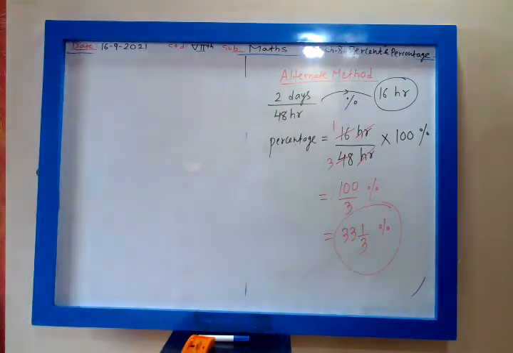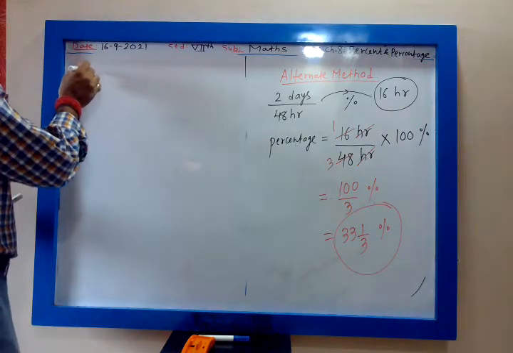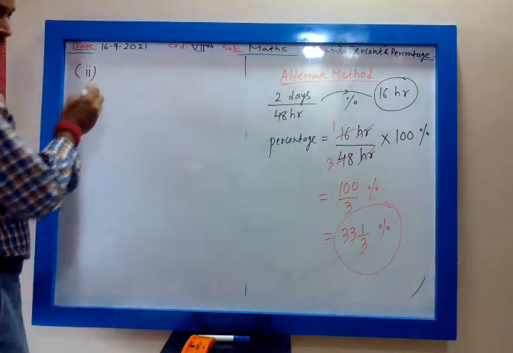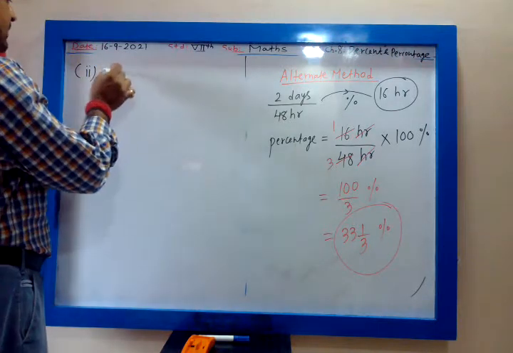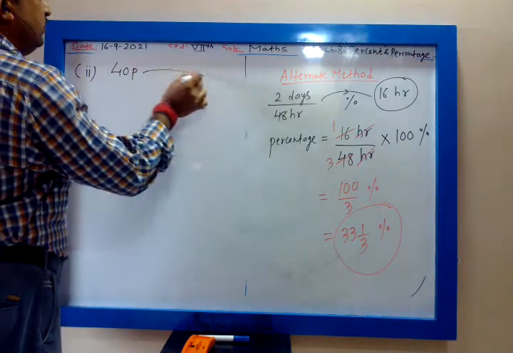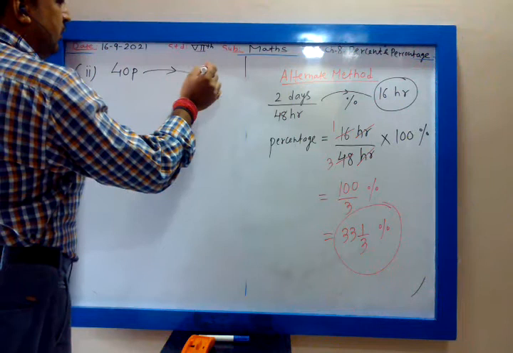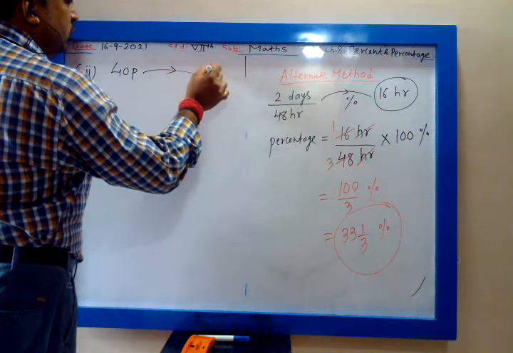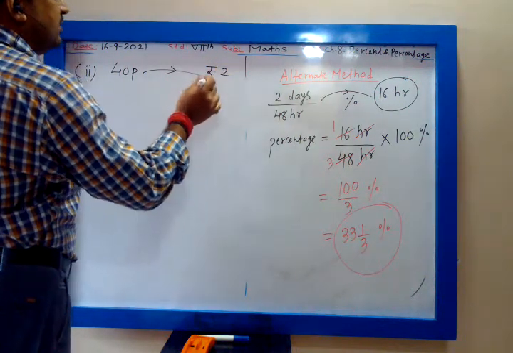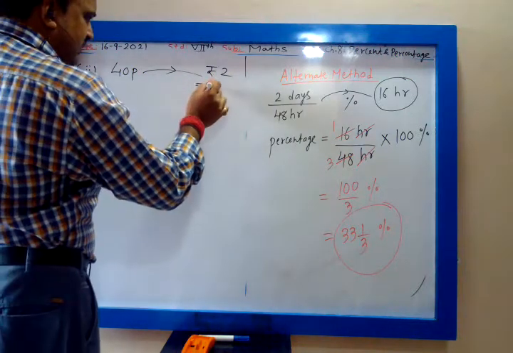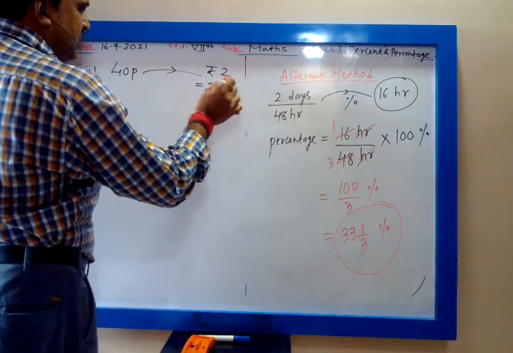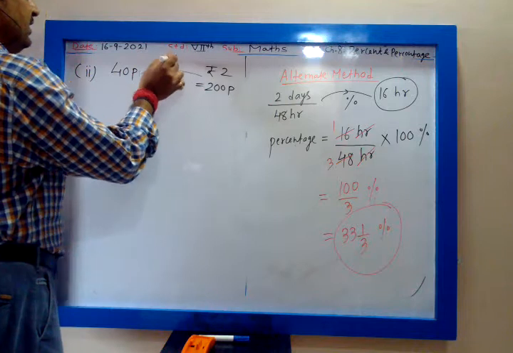Chalo. What percentage is 40 paise of 2 rupees? 40 paise of 2 rupees. 2 rupees means how? 2 rupees means 200 paise. So now you have to find percentage.